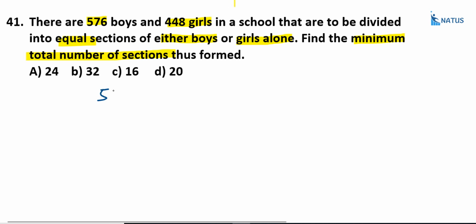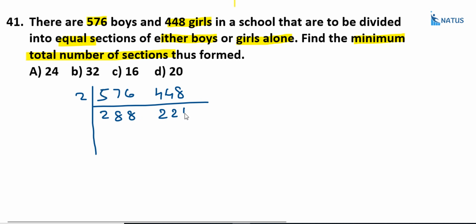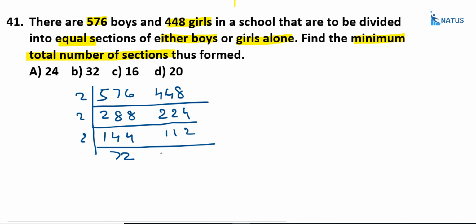Just look at this one, 576 and 448. Now, what is the HCF of these numbers? Let us divide these numbers by 2. This is 288, and this is 224. Again divide by 2. This is equal to 144 and this is equal to 112. And again divide by 2. This is equal to 72, and this is equal to 56.